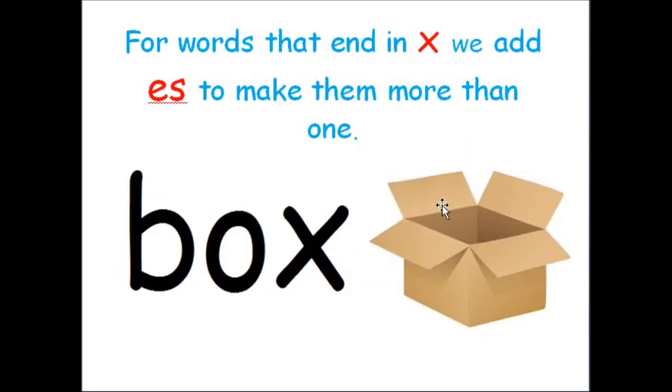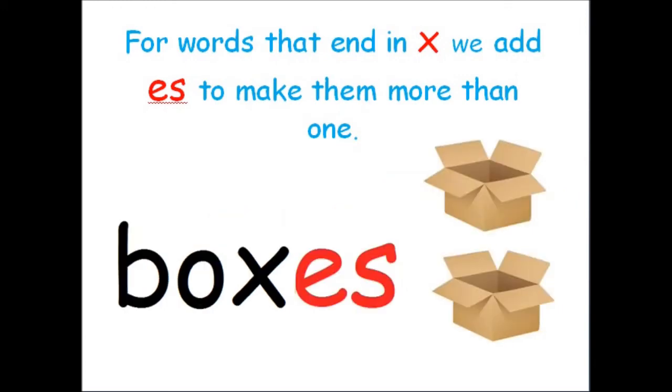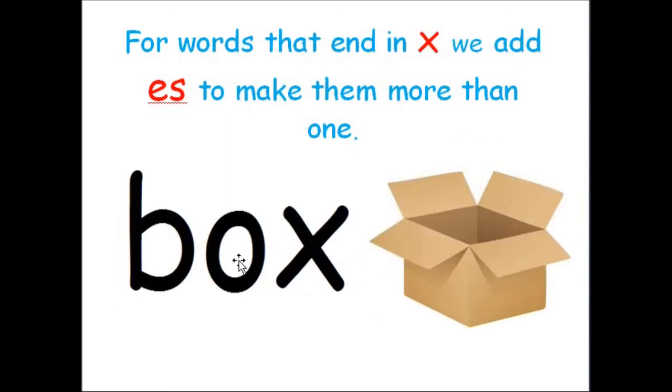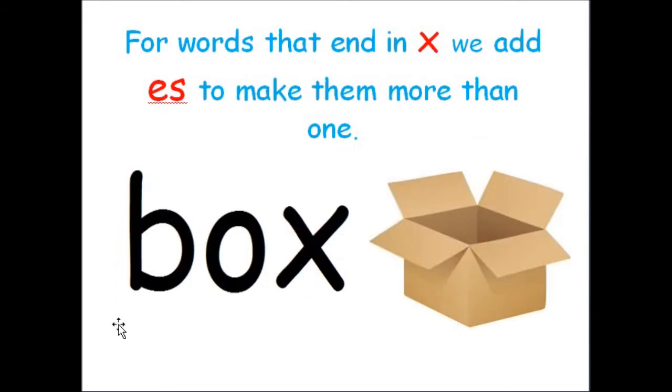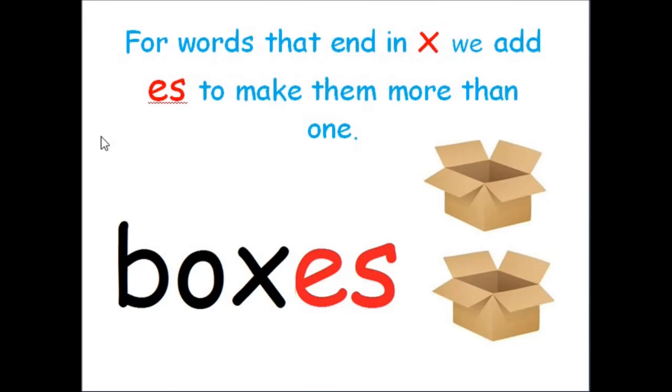So here we had one box. But here we have two of them. To show more than one, we have added the letters E and S to the end of the word box. So here we have one box, and here we have two boxes. ES comes at the end of the word because our word ends with X. Boxes. One box, two boxes.